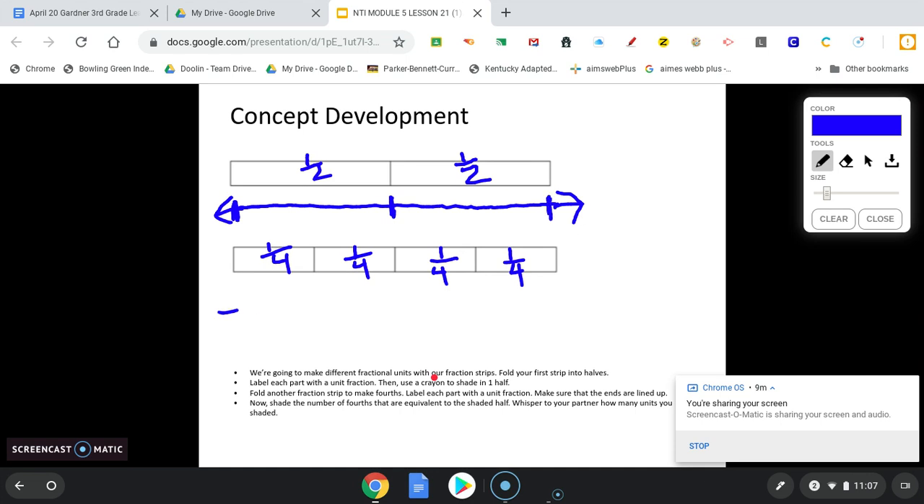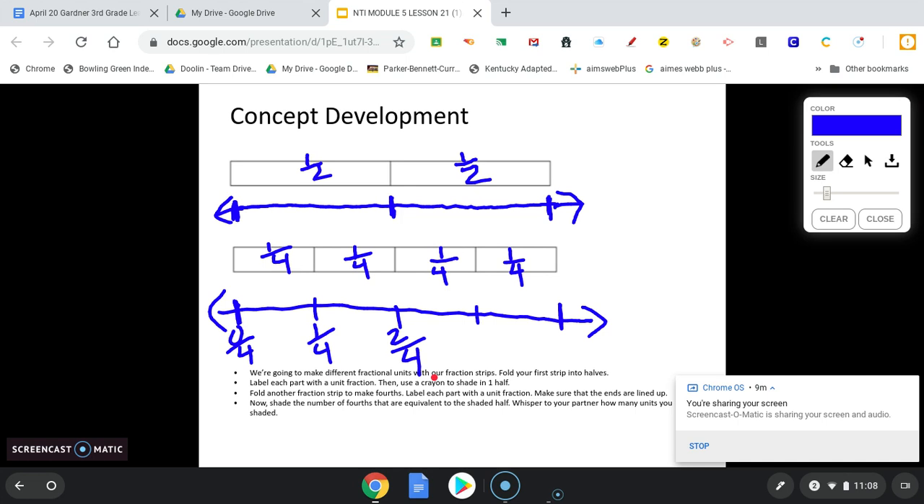I'm going to do the same thing with my fourths, but just a little bit longer, but I'm still going to plot right there and right there. So this would be 0/4, 1/4, 2/4, 3/4, and 4/4. I'm lining them up just like they are above. Here is 0/2, 1/2, and 2/2.